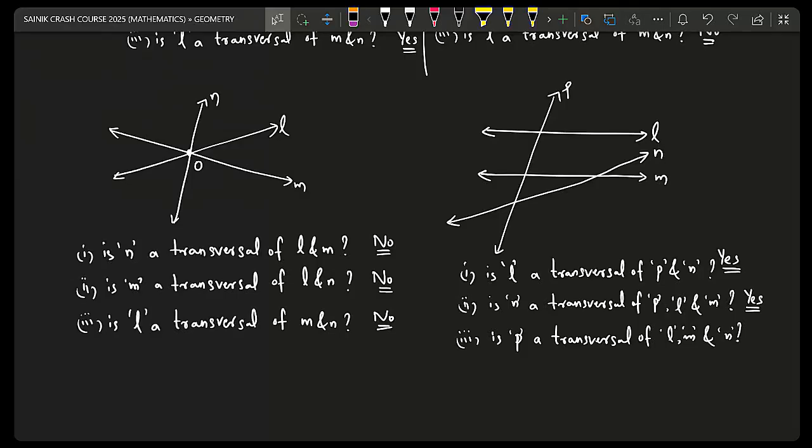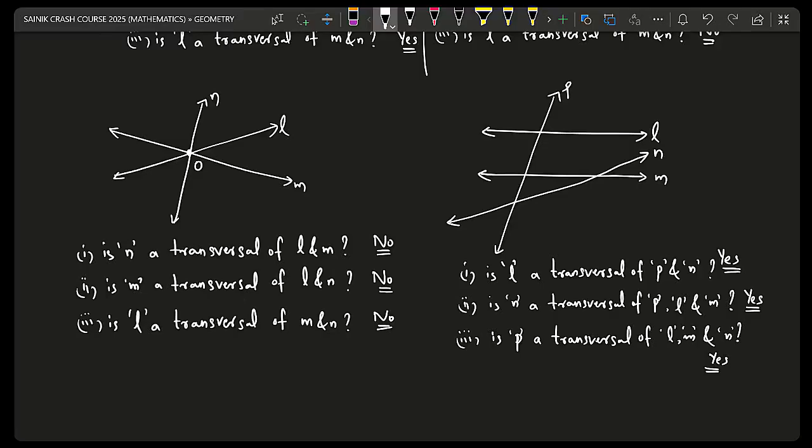If P is a transversal of L, M, and N. Sir, no. Sir, yes. Why no? Sir, P is intersecting all the lines, sir. Okay, if intersecting, is it not a transversal? Sir, yes, sir, the answer is yes. Yes, Abhiday, you are correct. So you can move, Abhiday.